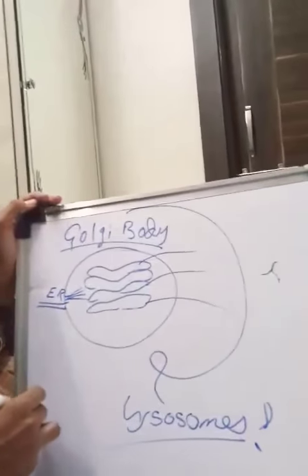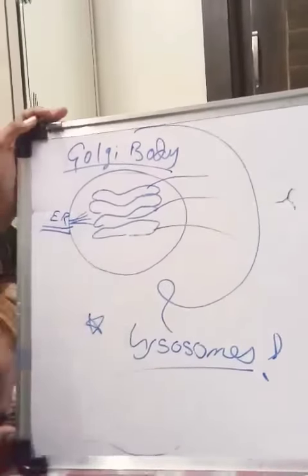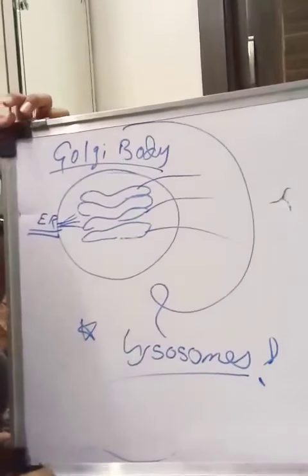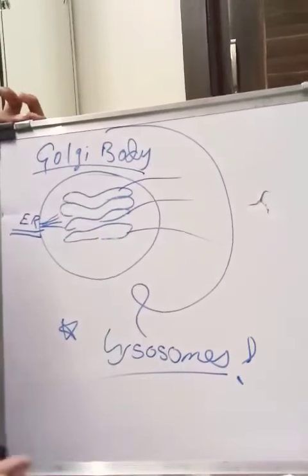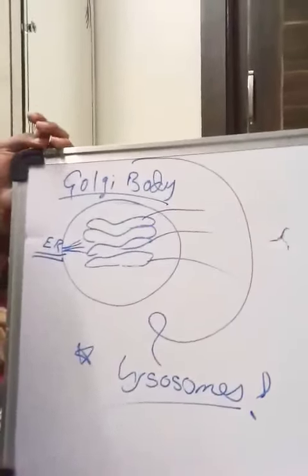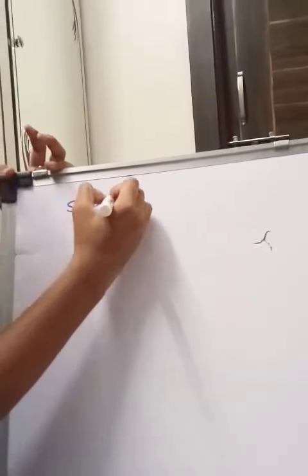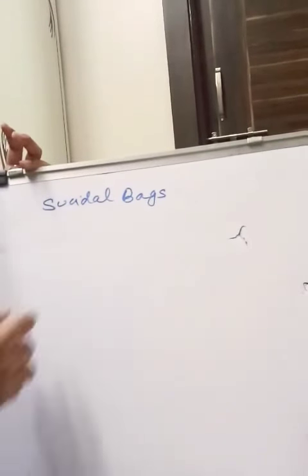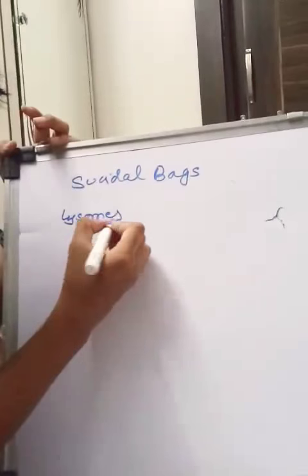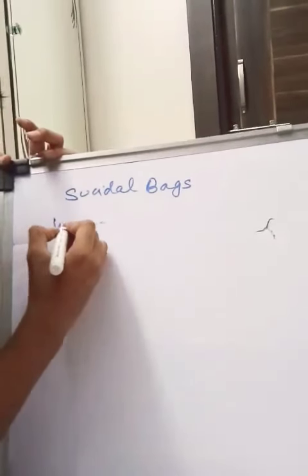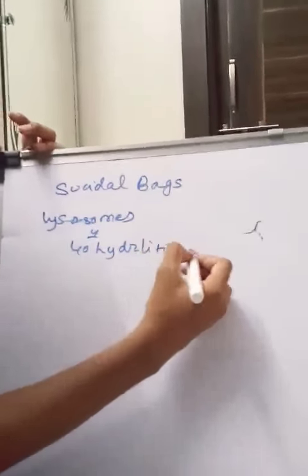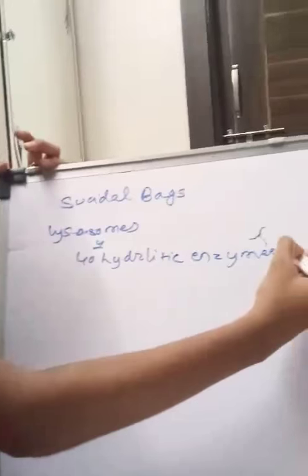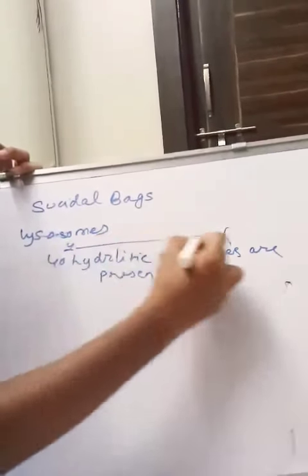Here a question comes: what are lysosomes? Lysosomes are a kind of waste disposal system. They help in the cleaning of drugs. They also digest foreign materials, drugs and things like that. Lysosomes are known as suicidal bags, because in lysosomes there are 40 hydrolytic enzymes present. Hydrolytic enzymes.